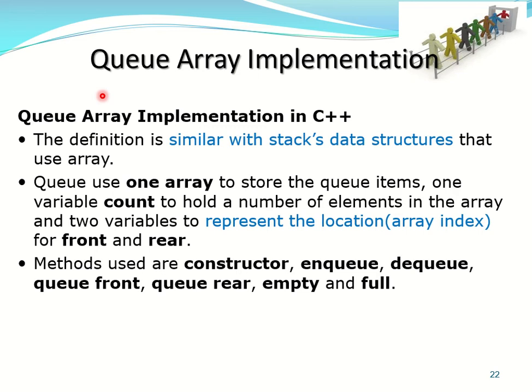Okay, now we're going to look into more details on how the queue array implementation in C++. The definition is similar to the stack data structure that uses an array. So the queue uses one array to store the queue items, one variable count to hold the number of elements in the array, and two variables to represent the index location of the front and rear. The methods used are the constructor, enqueue function, dequeue function, queue front function, queue rear function, and the empty and full functions to check whether the queue is empty or full.